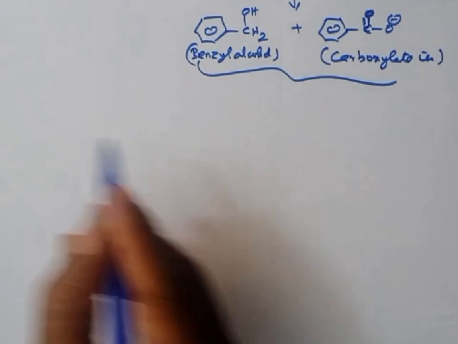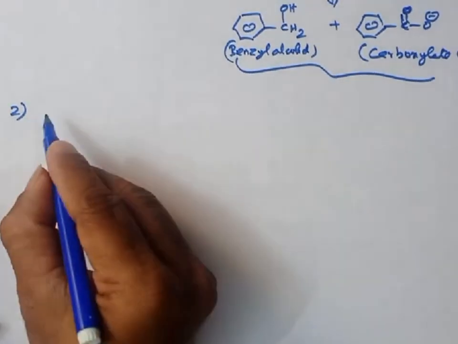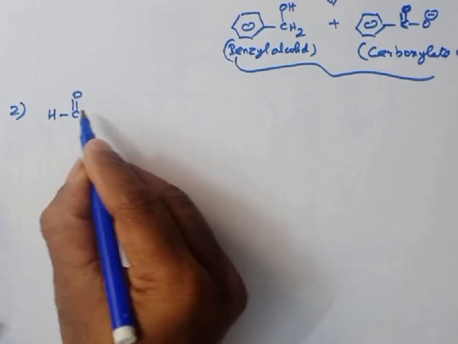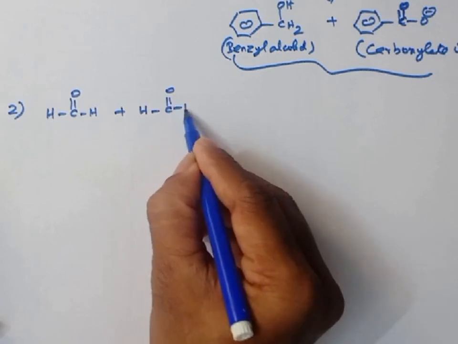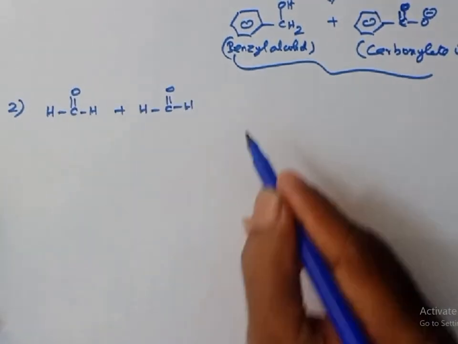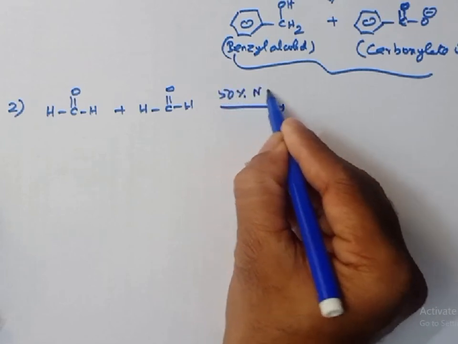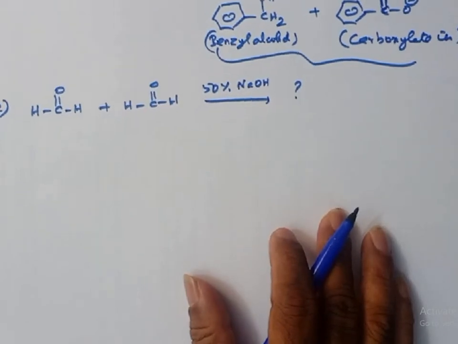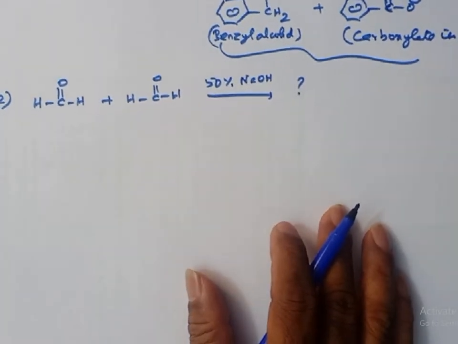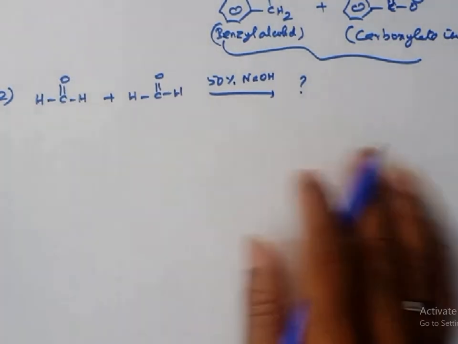Listen, we'll discuss that. Before that, I'll complete this one, second reaction. Suppose I'll take 2 molecules of formaldehyde. There is no alpha carbon, so definitely there is no alpha hydrogen. Now I'll put strong concentrated base. Okay, 50% sodium hydroxide solution, or you can put potassium hydroxide. What is required is concentrated strong base. Okay, now what will be the product?